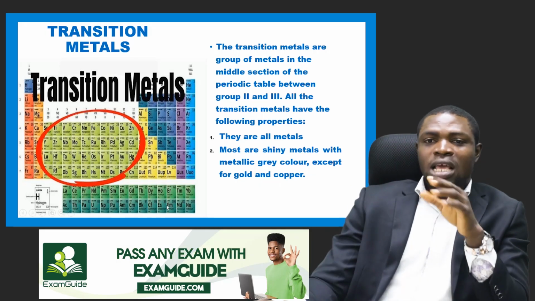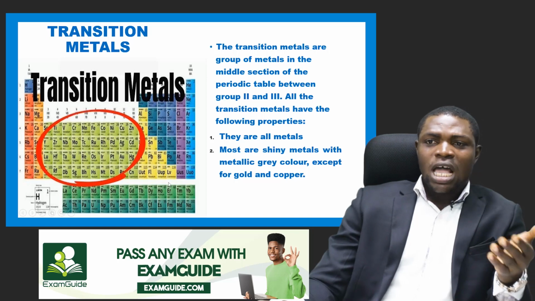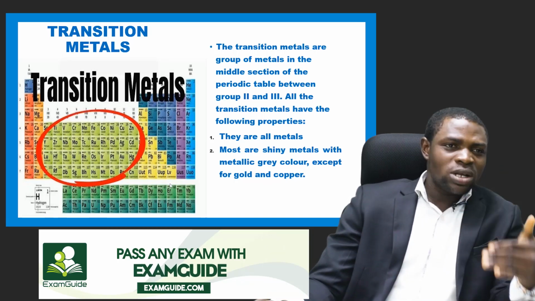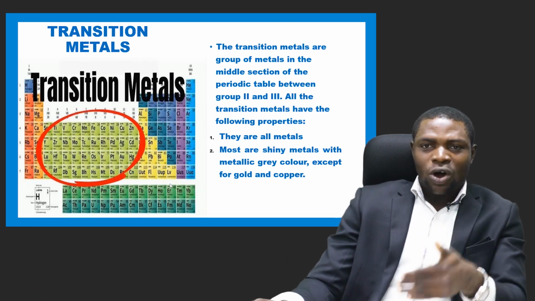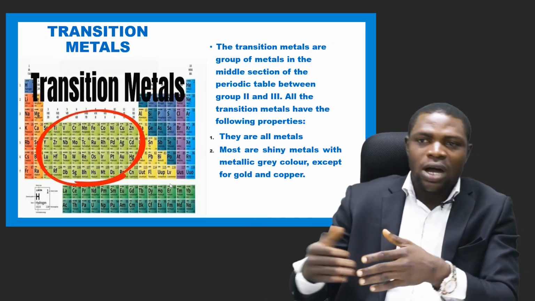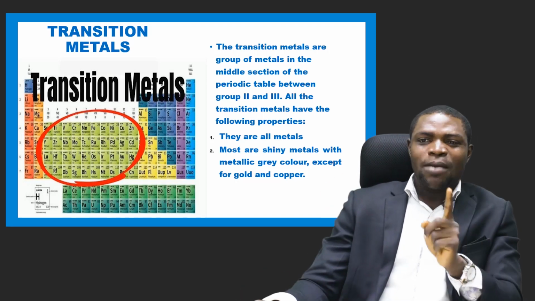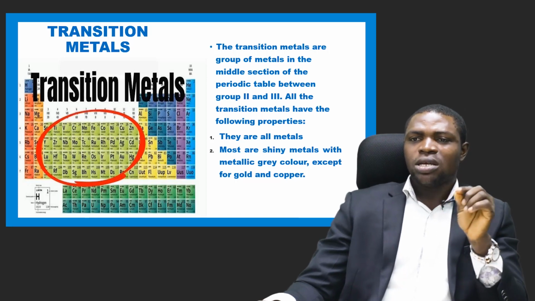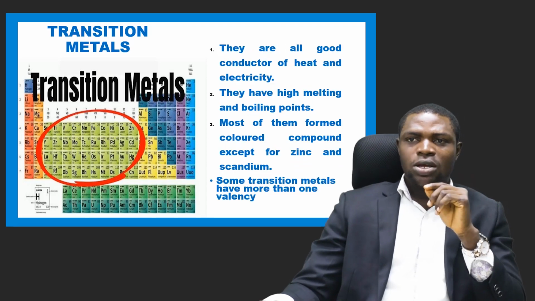In chemistry, there are some things we don't generalize. We have to know what for what. Now we have to know what color they exhibit, and which of the elements are not exhibiting the same color that the other metals are carrying. So we need to understand that except for gold and copper, most of the other transition elements are shining metals. They have metallic gray color. It's very important you understand that.